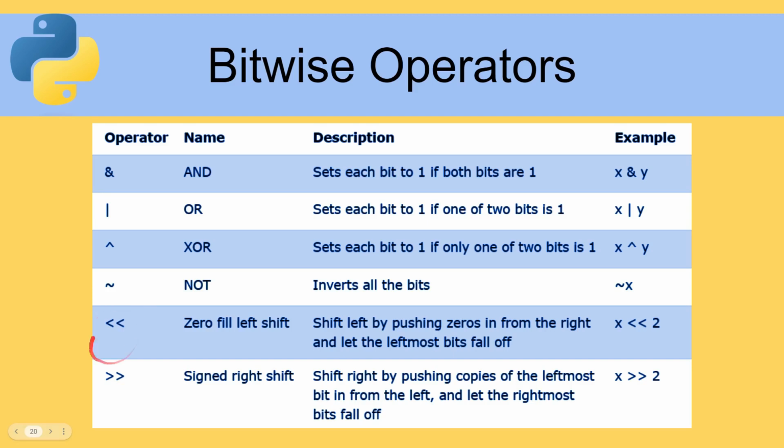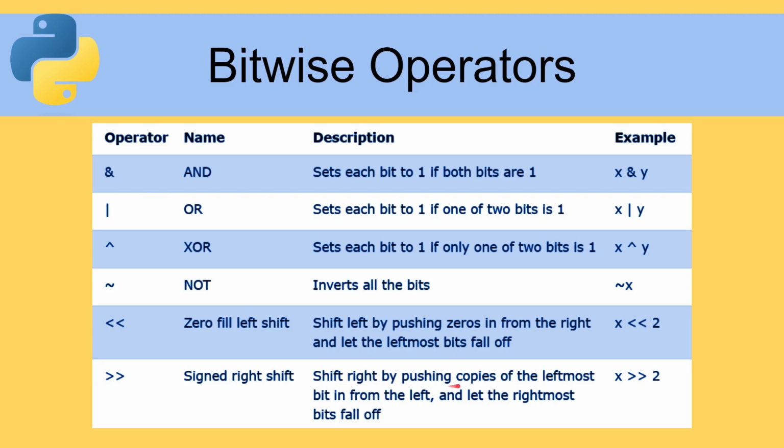Then you have this operator. It is called zero fill left shift. It shifts left by pushing zeros in from the right and letting the leftmost bits fall off. And the next one is signed right shift.